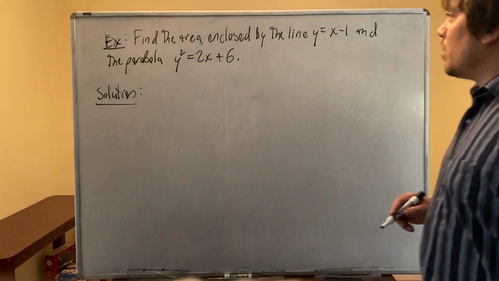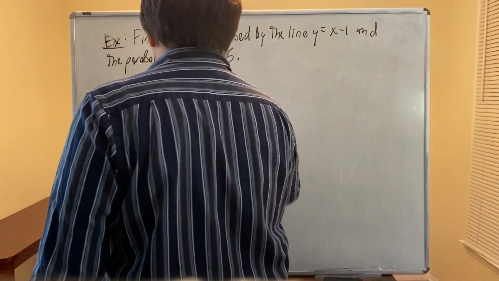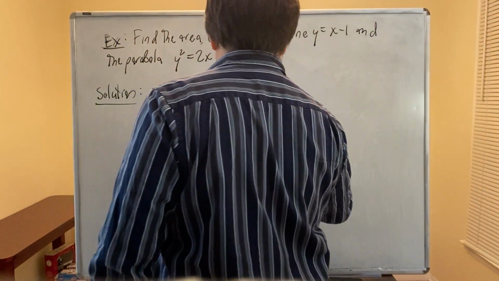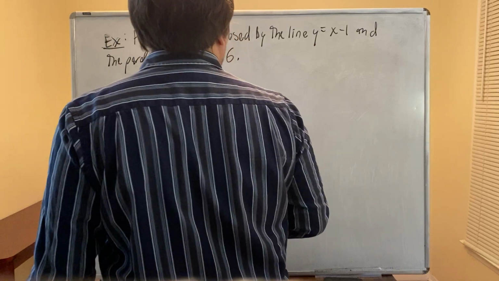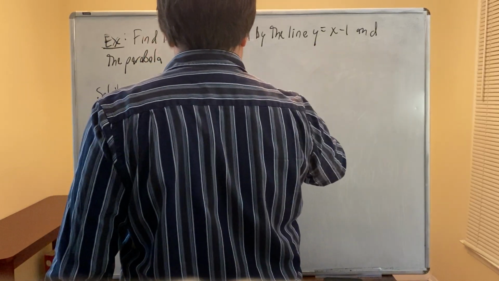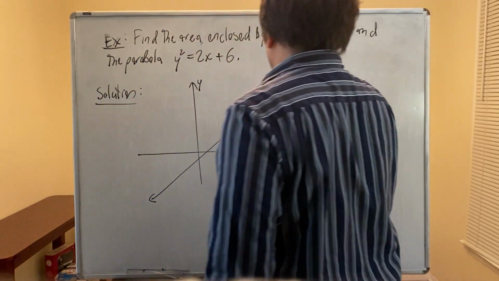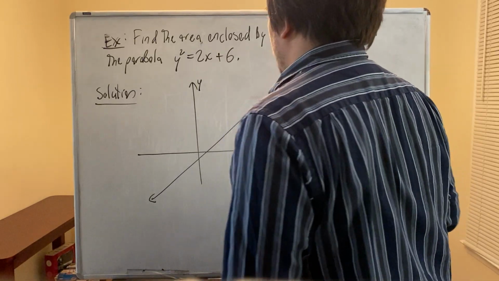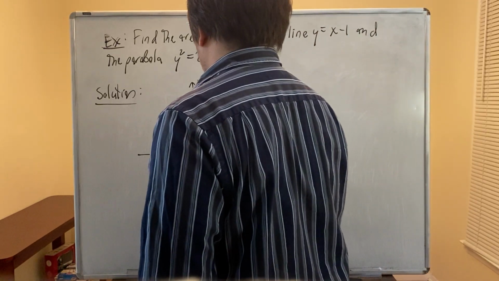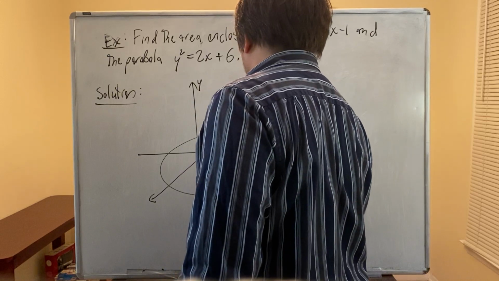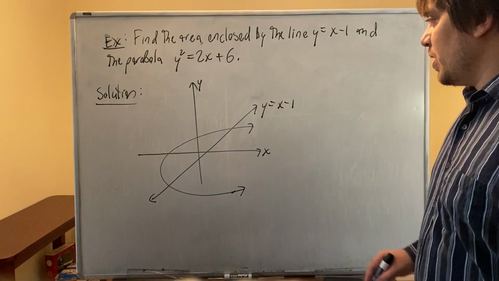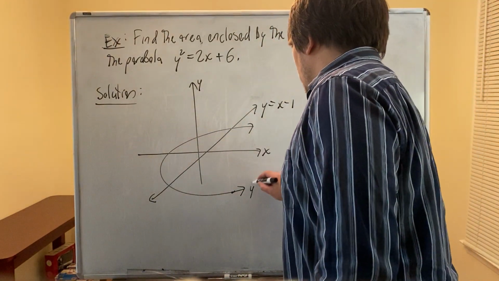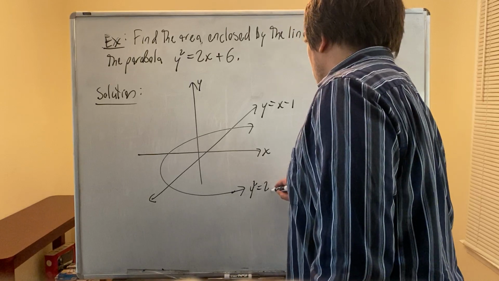Okay, so first let's draw a picture of what's happening here. We have the x-axis and the y-axis. And y equals x minus 1 looks like that. And then y squared equals 2x plus 6 looks like that. Okay, so this is y squared equals 2x plus 6.